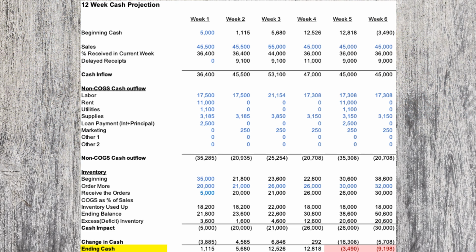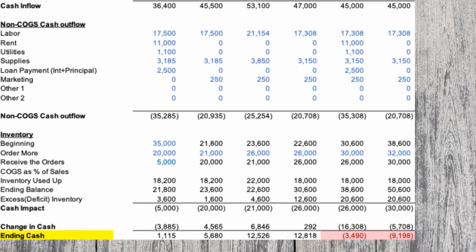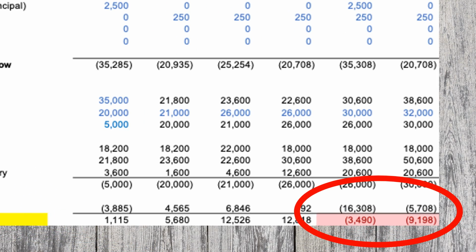Suppose you were using this cash projection worksheet, and these are your numbers. In weeks 5 and 6, it shows a negative cash balance. Since it is still a few weeks out, you would have time to take some corrective measures to ensure that you do not run out of cash.